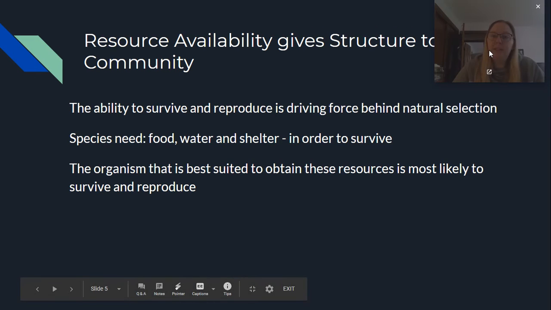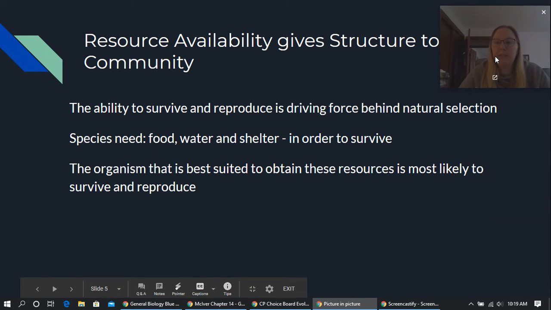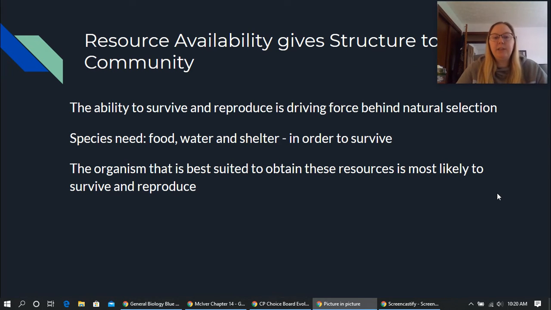So resource availability gives structure to the communities within an ecosystem. The ability to survive and reproduce is the driving force behind natural selection. All species need food, water, and shelter in order to survive. You could actually survive with just those three things: food, water, shelter. Organisms that are best suited to their environment obtain these resources faster and are more likely to survive and reproduce more offspring in comparison to those that cannot obtain these three things.